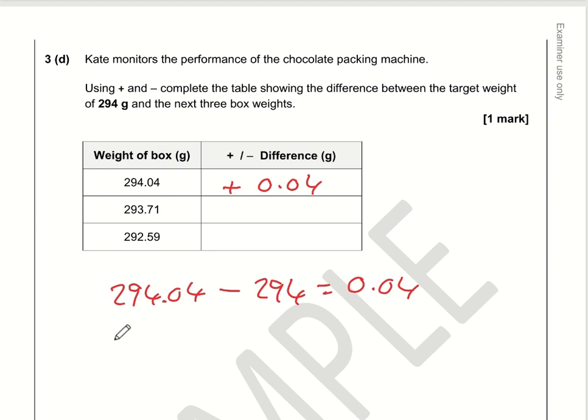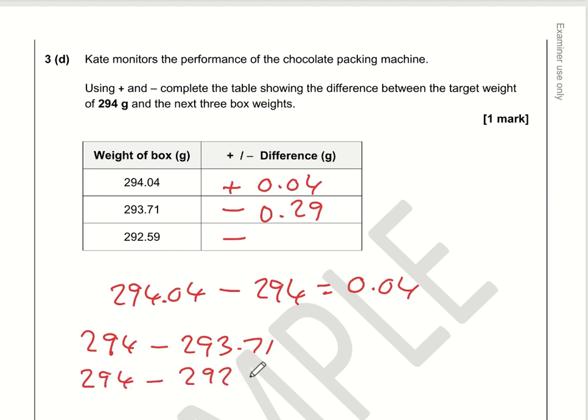This is less than 294, so let's do 294 take away 293.71, so it's less than, and that is going to be 0.29. This is also less than 294, so we'll do a subtraction here, so 294 take away 292.59, and we get 1.41, and that's all we need to do for part D there.